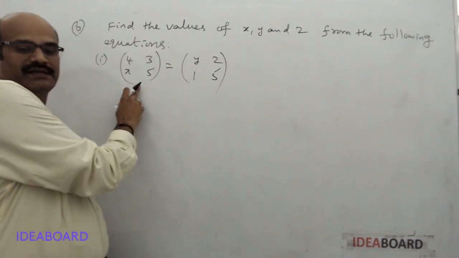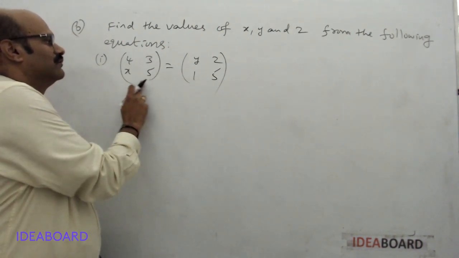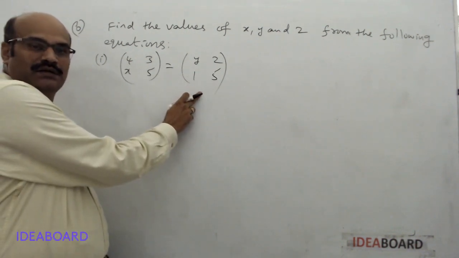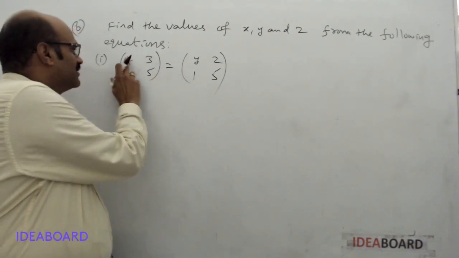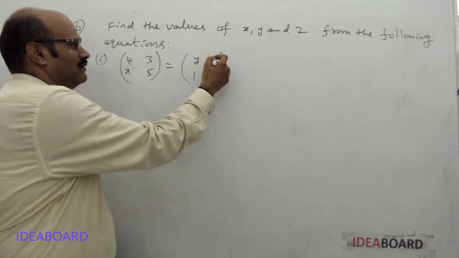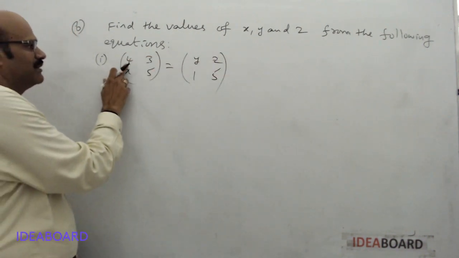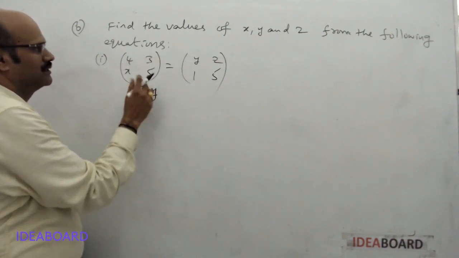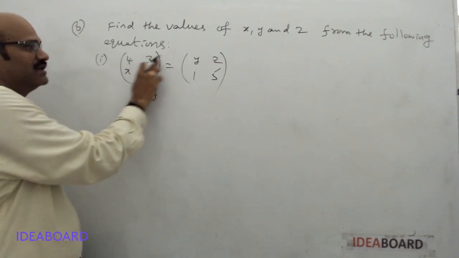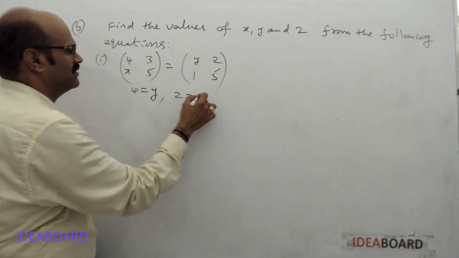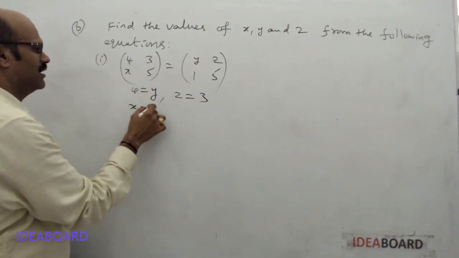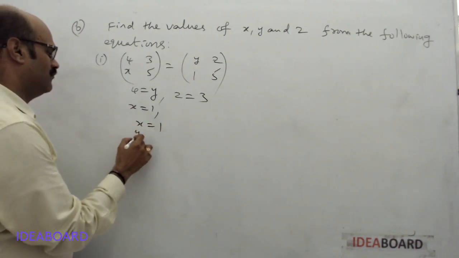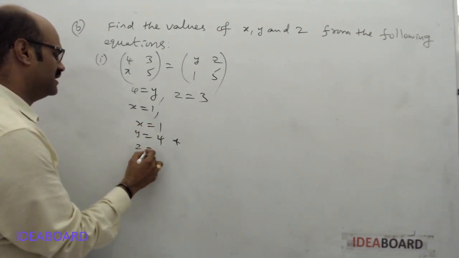Here this is one matrix and this is one more matrix. Equality of matrices: when do you say two matrices are equal? Two matrices are said to be equal if the corresponding elements are equal. So what is the corresponding element of 4 in this matrix? 4 equal to y. Next, what is the corresponding element of 3 in this matrix? Z. Z equal to 3. X equal to 1. 5 equal to 5. So x equal to 1, y equal to 4 and z equal to 3.